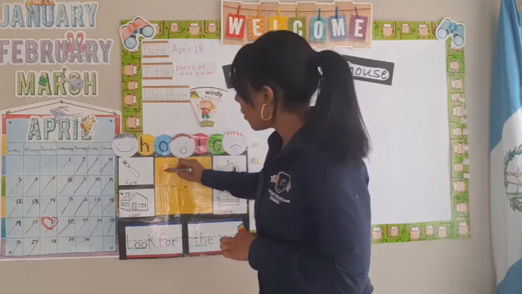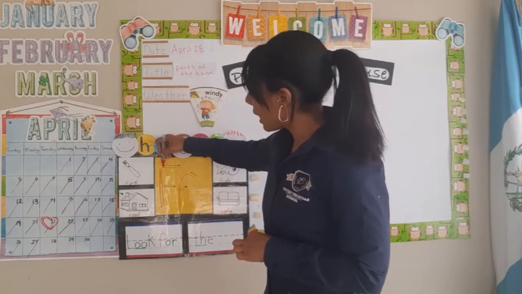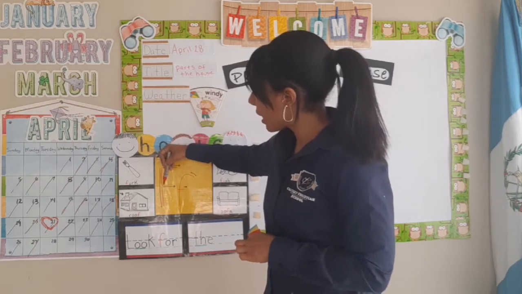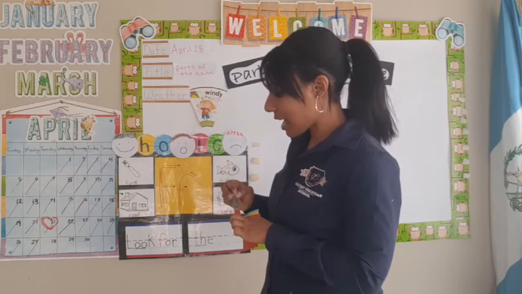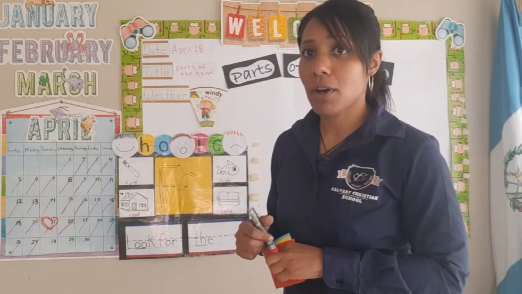So here we have the letter F, and we know that with the letter F, we begin by going down, or we're going to draw a line down, and then we draw one line over, and the other line over, right? So this is our capital F. But we also have a small case F.